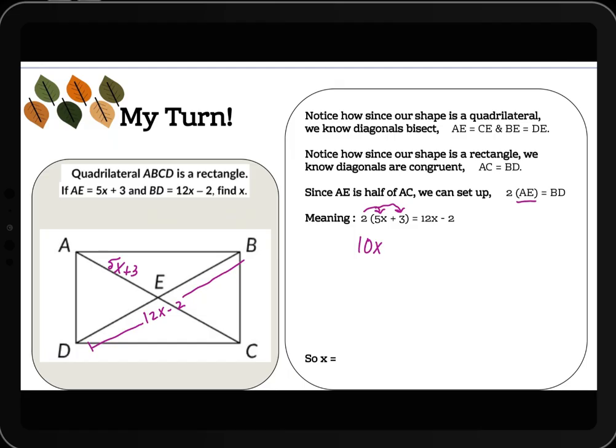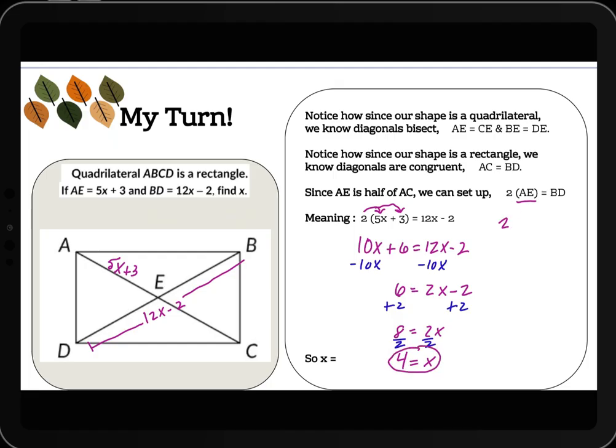10x, of course, plus the 6 equals 12x minus the 2, where you would then subtract the 10x, and you would get 2x minus the 2. You would add 2 to both sides, so here we get 8 equals 2x, and you can see that after dividing by 2, you get x is equal to 4. So if we want to figure out the value of x, certainly we could do it that way.